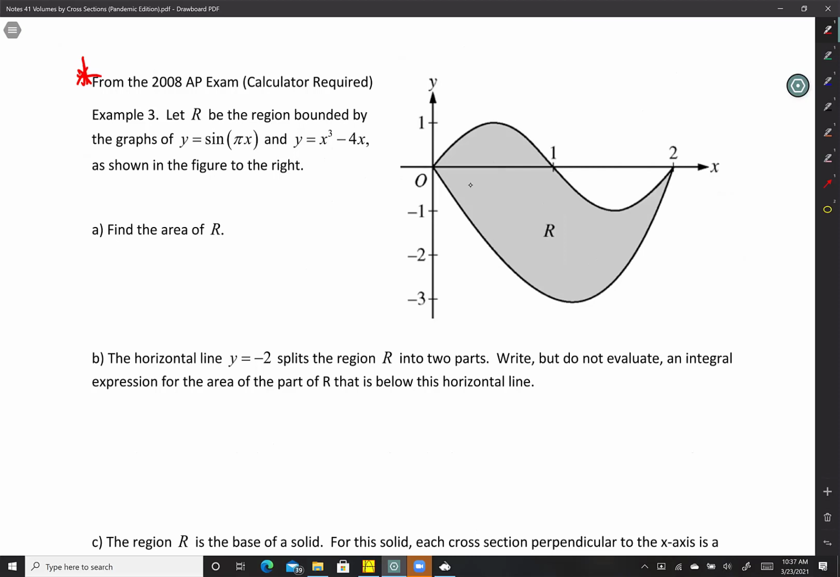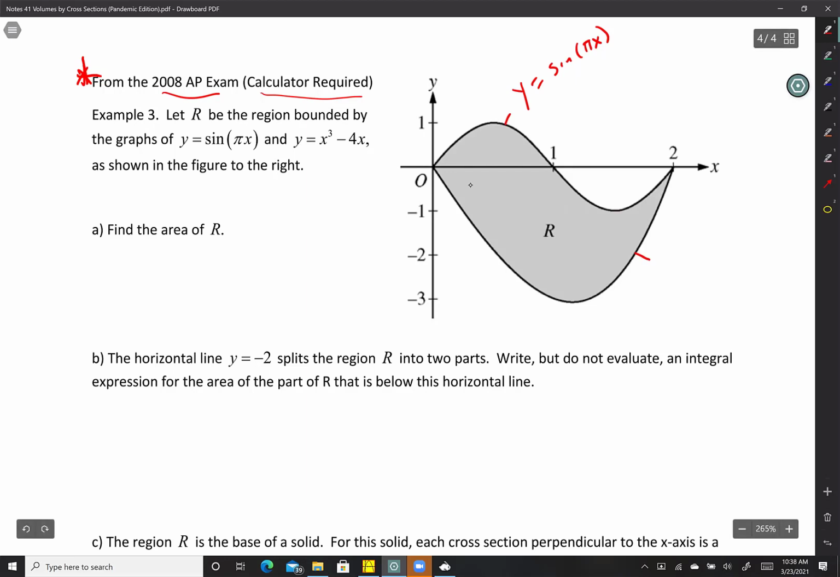So it says, example 3, this is from the 2008 AP exam. Let R be the region bounded by the graphs y equals sine pi x and y equals x cubed minus 4x, as shown in the figure to the right. Now remember, you have a calculator. Find the area of R. It would be nice if you could tell which one's the sine and which one's the x cubed minus 4x without a calculator, but it's okay, you have a calculator, guys. The one on the top is the sine pi x. How do I know that? Because we took pre-cal, and I can tell you that sine pi is 0, and sure enough, if I plug in a 1 in there, that's sine pi, which is 0. And if I plug in a 2 in there, I get a 0 again. So I know that one for sure has to be sine pi x.